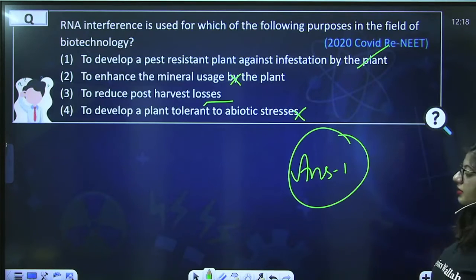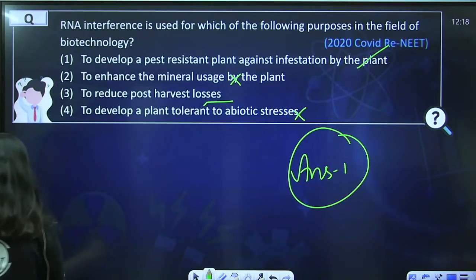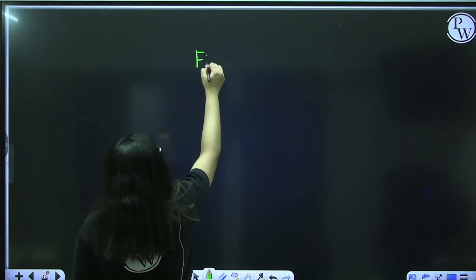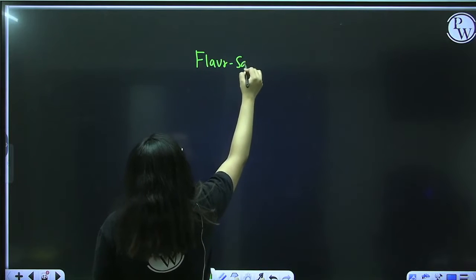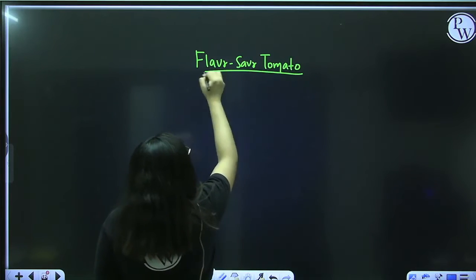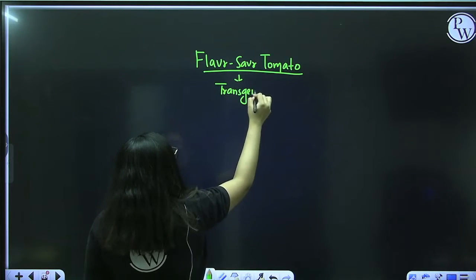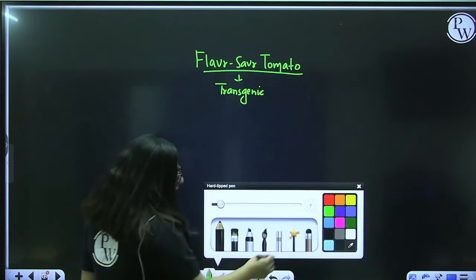Before studying the medicine, let me give you one more example in which we have used RNA interference, and that is Flavr Savr tomato. This is one kind of variety of tomato which is transgenic. That means their genes have been modified.